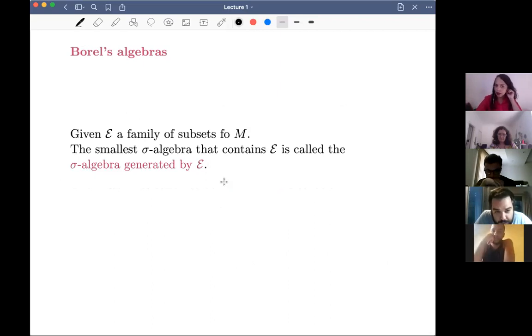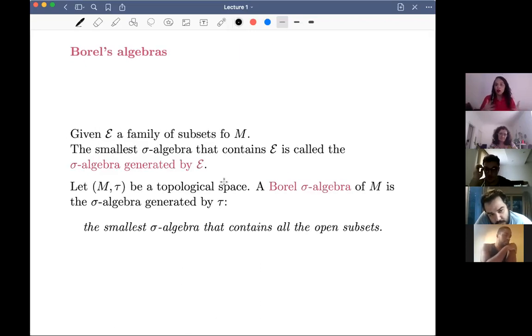What's the Borel sigma algebra? First, we define what a sigma algebra generated by a family is. This is simply the smallest sigma algebra that contains some family. You start with a family of subsets, and you want a sigma algebra that contains this family. Then you start to take intersections and unions, but you don't want to have too many subsets. So you want the smallest. This is the sigma algebra generated by a family of subsets.